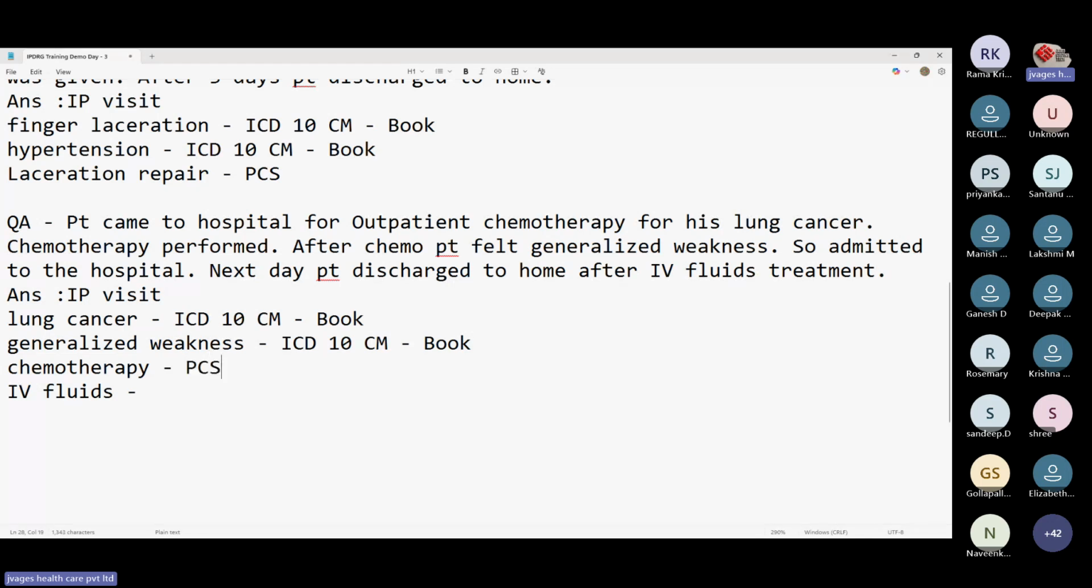It is PCS, because CPT means a different billing cycle and billing pattern, and PCS has a different billing pattern. I'm repeating the same guideline again and again: once the patient is admitted from outpatient to inpatient, the whole visit will be considered inpatient. Don't get confused, because this is the reality. This is a real chart.